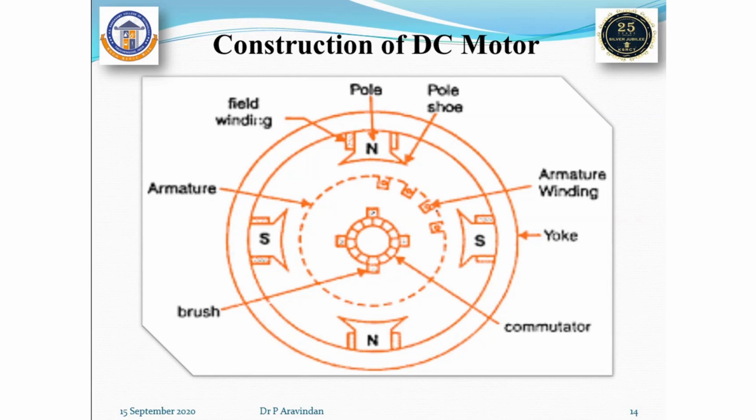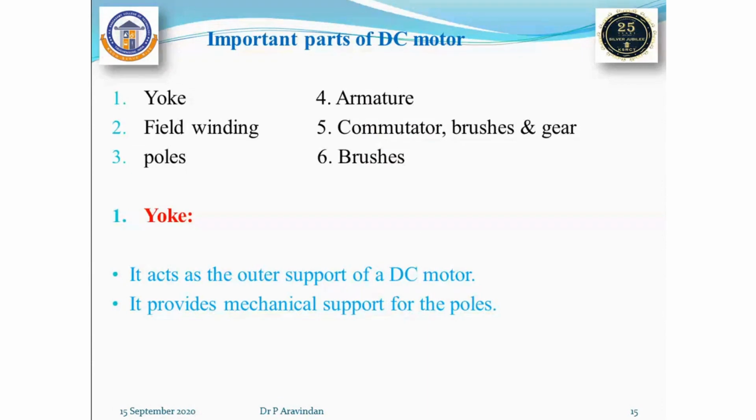Here also you have pole shoes, armature winding, and then the yoke. This is called the yoke. Then this is the commutator. Then these are the brushes. Then this is the armature. This is the construction of a DC machine. Here six important parts are very essential to understand the construction of a DC machine. First one is the yoke, second the field winding, poles, armature, then commutator, brushes, and then bearings, and then gears if required. Then carbon brushes, everything, copper brush or carbon brush, we have to understand.